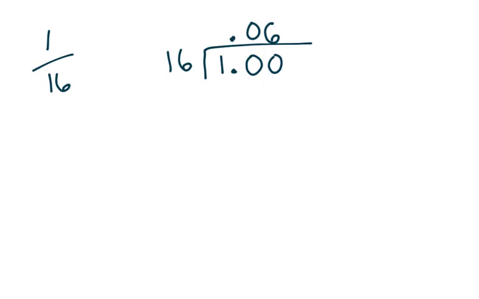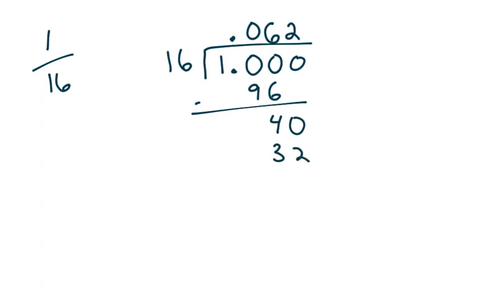And then underneath, you'll want to write your answer, 96. So then you subtract. There's 4 left over. 16 does not go into 4, so I'm going to keep adding zeros. 16 goes into 40 2 times evenly. 16 times 2 is 32. Now subtract. You borrow. There's 8 left over.